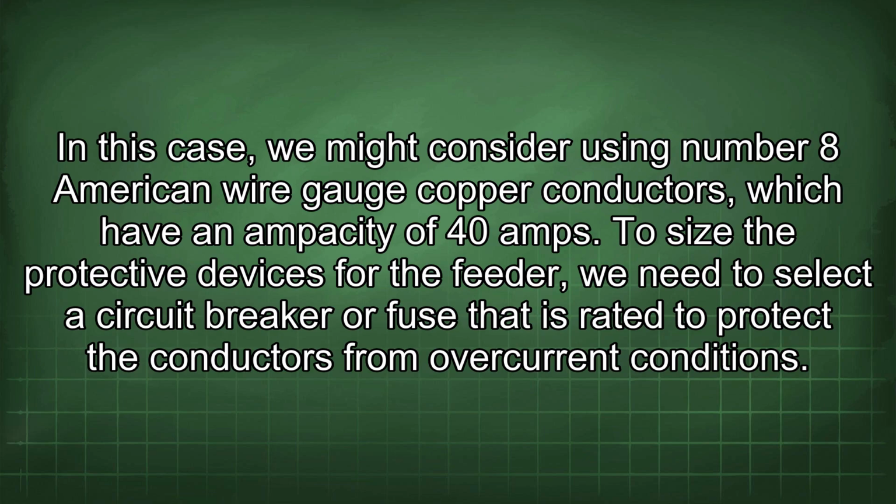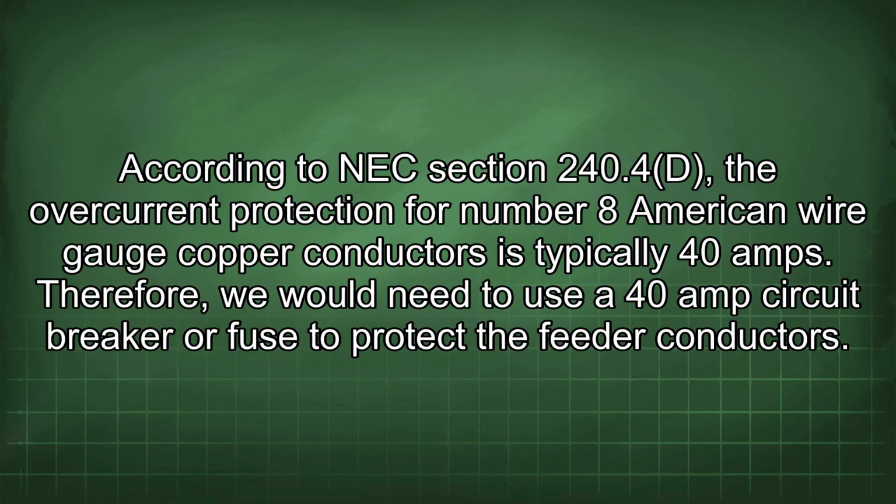fuse that is rated to protect the conductors from overcurrent conditions. According to NEC section 240.4(D), the overcurrent protection for number 8 American wire gauge copper conductors is typically 40 amps. Therefore, we would need to use a 40 amp circuit breaker or fuse to protect the feeder conductors.